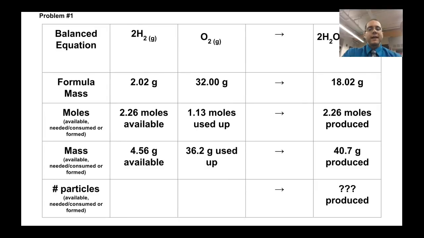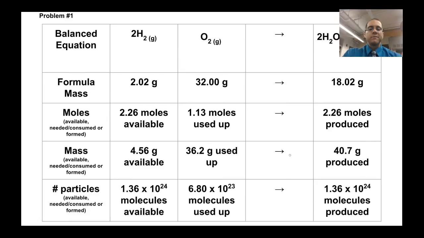Okay, by doing your calculations, you should have taken the number of moles and multiplied it by Avogadro's number to come up with the number of particles. For hydrogen, you should have gotten 1.36 times 10 to the 24th molecules available at the start of the problem. And then 6.80 times 10 to the 23rd molecules of oxygen are used up. And those together produce 1.36 times 10 to the 24th molecules of water.